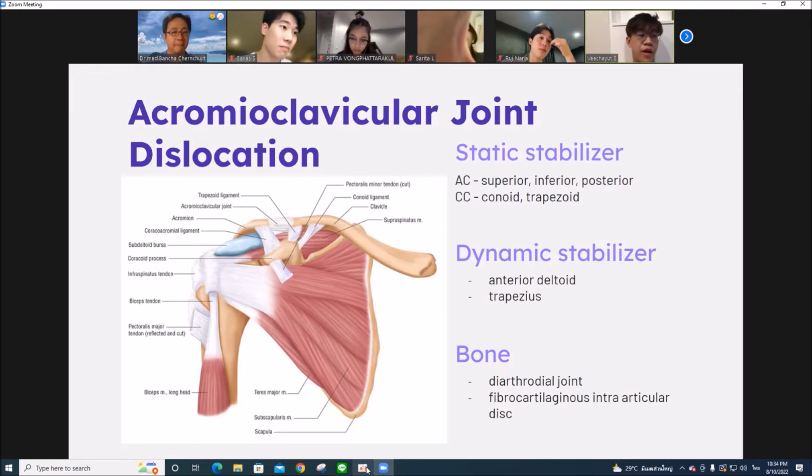So we should start with the anatomy of the AC joint. For the static stabilizers, we divide into the AC joint ligaments and the coracoclavicular ligaments. For the AC joint ligaments, we have the superior, inferior, and posterior ligaments. For the CC joint, we have the conoid and trapezoid ligaments, as seen in the picture. For the dynamic stabilizers, we have the anterior deltoid and trapezius. And for the bony component, we have a diarthrodial joint and a fibrocartilaginous intra-articular disc.